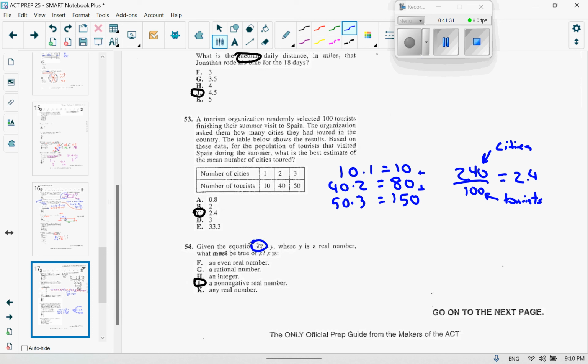Because it is an even root, I cannot put in negative values. Therefore, x must be a non-negative real number.